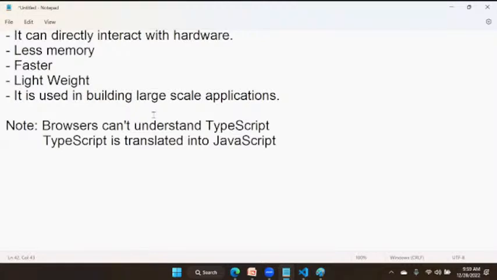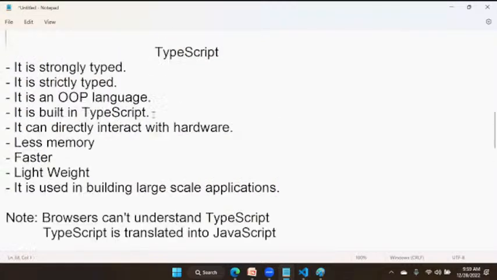So, understood the basic features of TypeScript. What are the features of TypeScript? TypeScript is strongly typed. Strongly typed means data type restrictions. TypeScript is strictly typed. Strictly typed means it follows the coding standards. It supports complete features of OOPS. Another one, it is built in TypeScript.